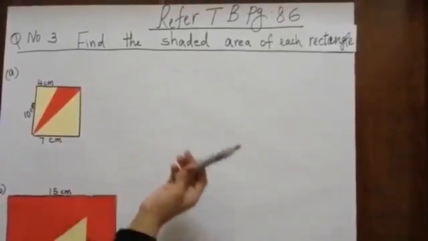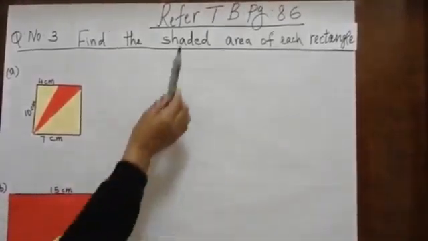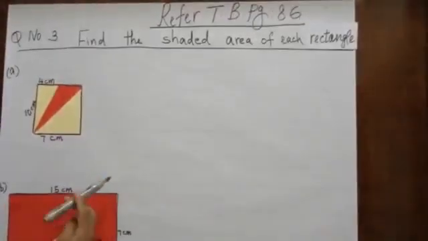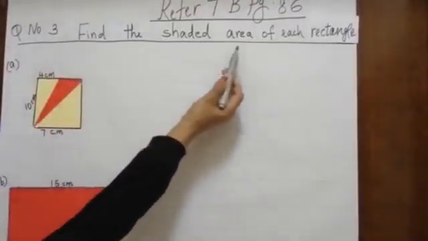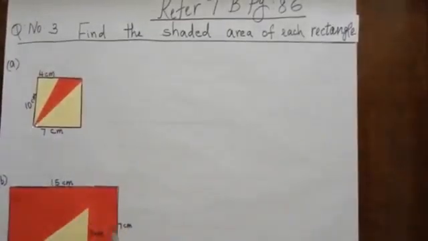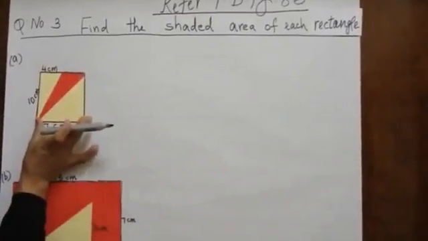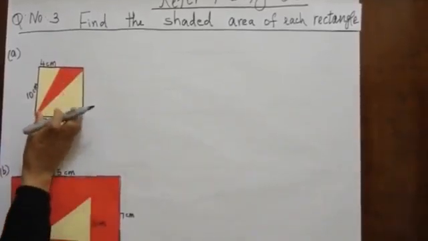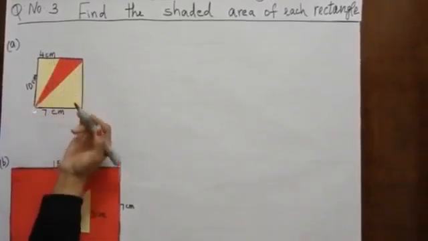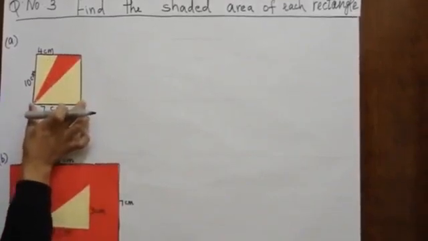Okay. Everyone take out your maths textbook and check page number 86. We are going to do question number 3. Find the shaded area of each rectangle. Here the rectangle is given, and some measurements are also given. So from this figure we have to find out which part of this rectangle is shaded.